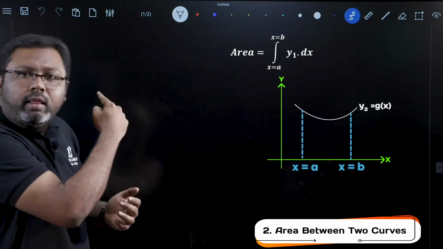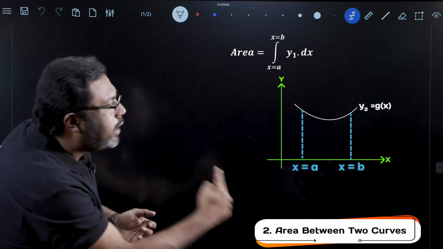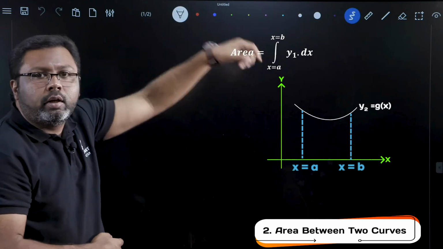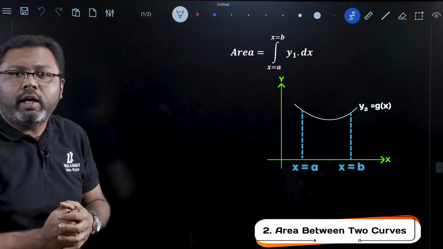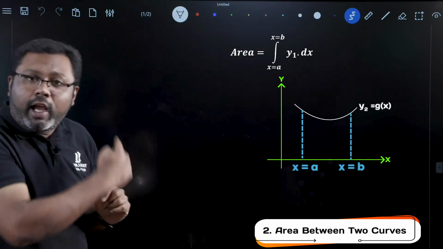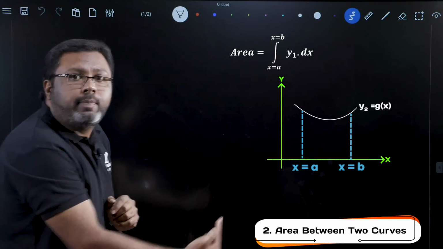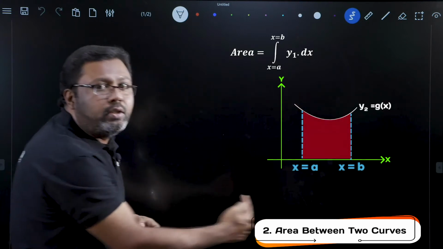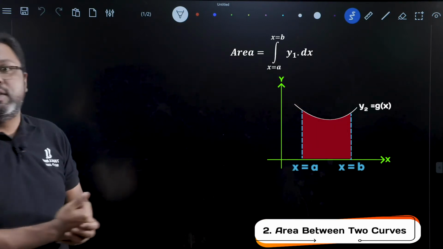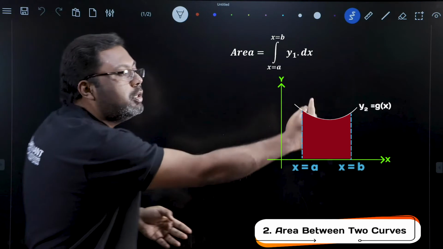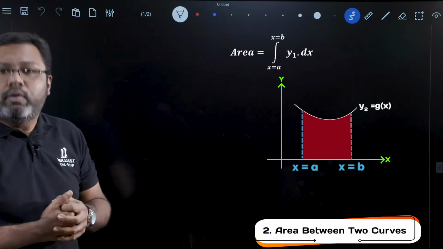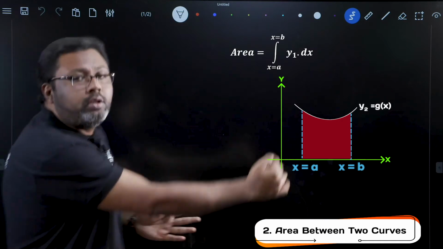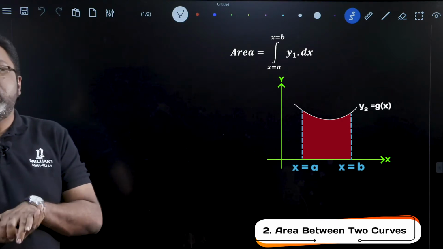Next, we'll put back the second curve, y2 is equal to g of x, and then remove the top curve. When you remove the top curve, you get the area from x is equal to a up to x is equal to b from the curve y2 is equal to g of x up to the x-axis. This curve is going to give you the area under y2. But actually, what is the area that I need?